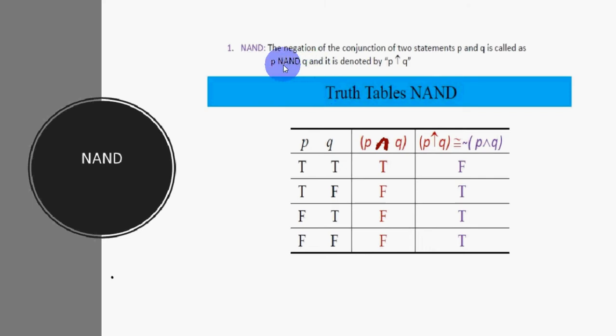Now, P NAND Q. P NAND Q means this is the symbol, this upward arrow. P upward arrow Q, how you have to read it: P NAND Q is nothing but P and Q you have to write, and the negation of this one is called P NAND Q. So first you have to find out P and Q. Next, this negation is called the P NAND Q. Okay, is it clear?